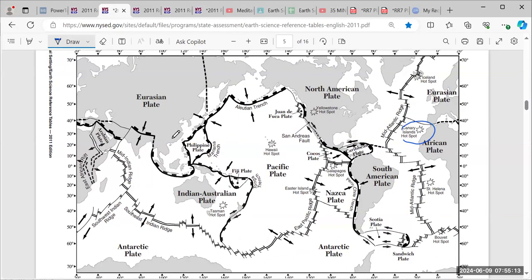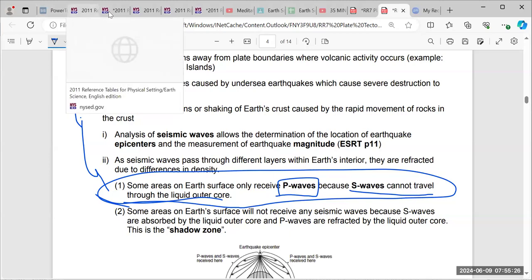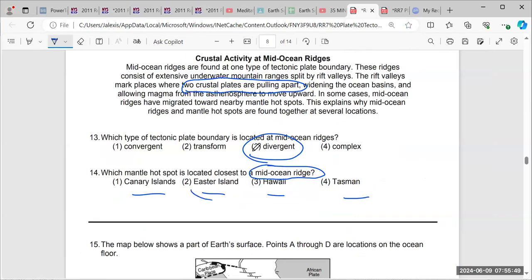Canary Islands is here. Easter Island hotspot is here. Hawaii hotspot is here. And the last one was Tasman hotspot, which is right here. Out of all four that I circled, the one that is closest or literally on a mid-ocean ridge is the Easter Island hotspot. You see how the symbol is literally on the divergent plate boundary? So that's why the correct answer is going to be choice 2.